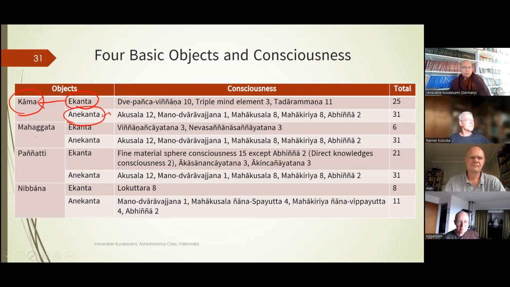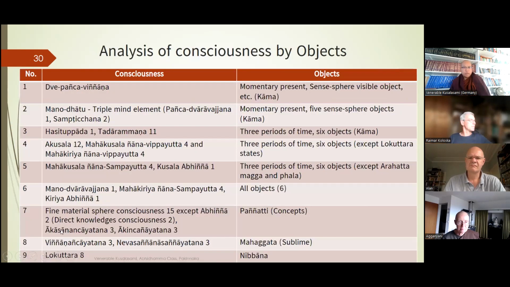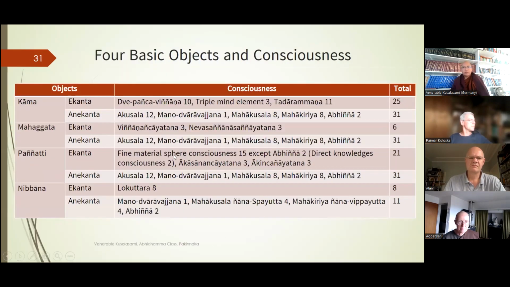So this table, if you understand this one, you will automatically understand. But you need to pay attention to it. For example, when we look at it together, you will understand. So the karma object: the first group of consciousness, Dwi Pancha Vinyana, the five sense advancing consciousness. For each consciousness, like eye consciousness, the object of the eye consciousness is the visible object. And for ear consciousness, respectively.